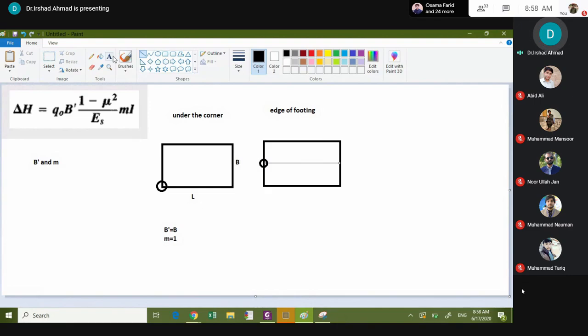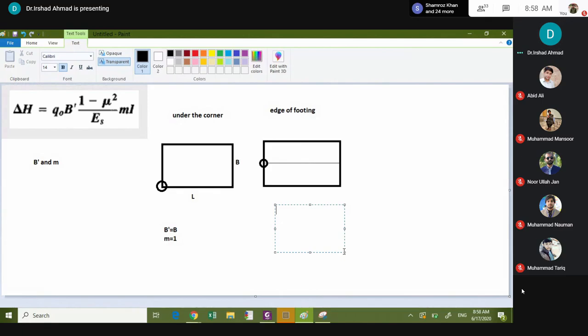In this case, L prime of the first rectangle would be equal to L, the full length, and B prime is equal to B by 2, because this whole rectangle is divided into 2, and M is the number of corners contributing to settlement. They are equal to 2.